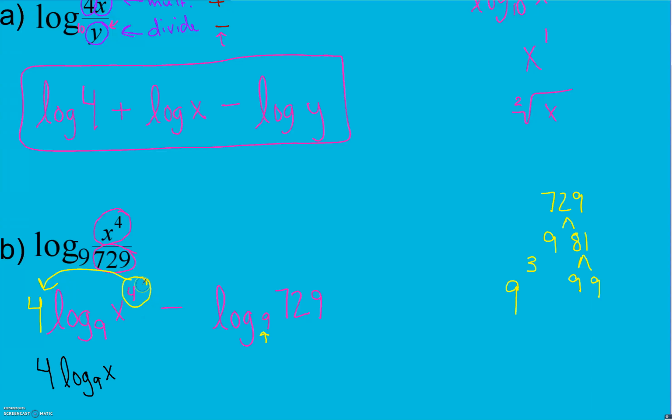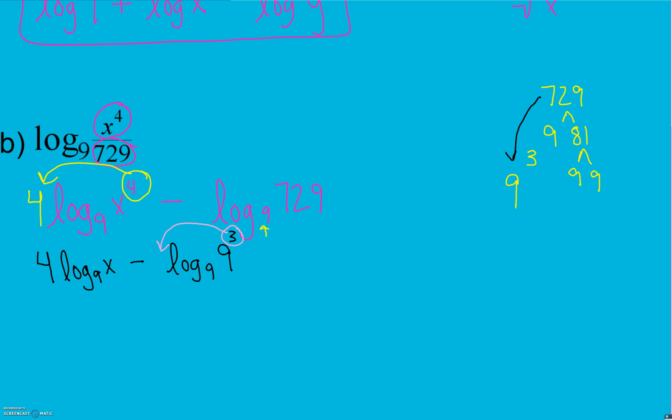Remember, we never want to leave any exponents. If we can, we want to swing them forward as multiplication. Here, I'm going to have log base 9 of 9 cubed. 729 is 9 cubed. We can take our exponent, swing it to the beginning.